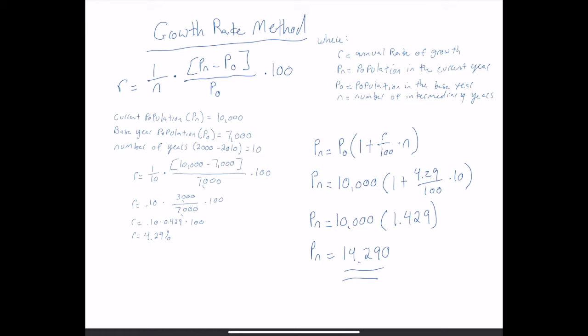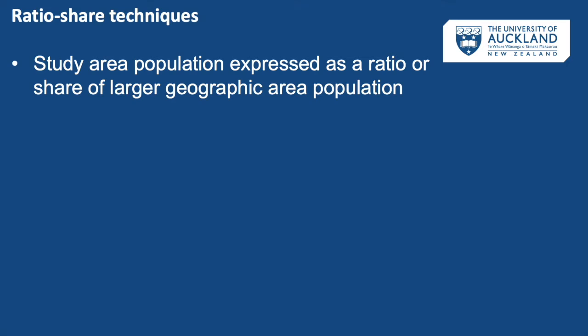As we said before, extrapolation methods are pretty straightforward. They don't require a lot of technical capacity and not a lot of data either, so they're an attractive option for many locations. Another method that is useful for small areas are ratio share techniques.